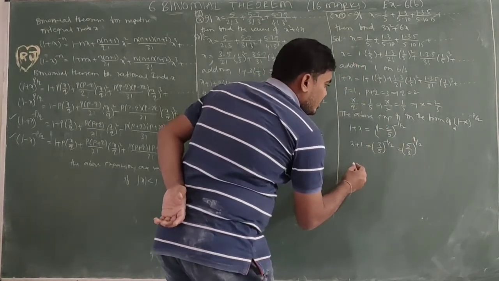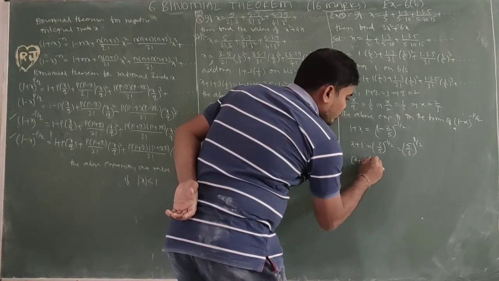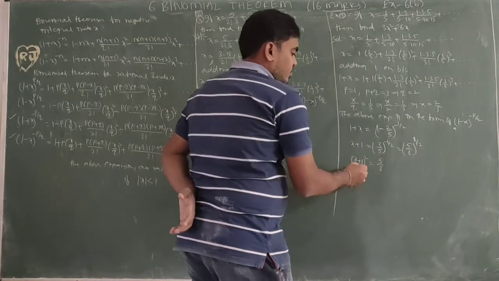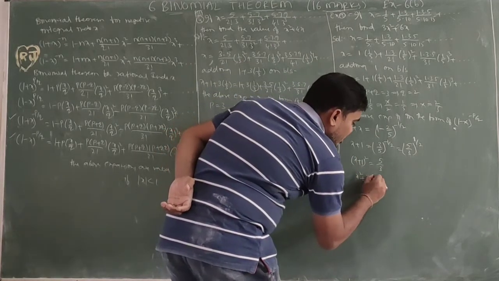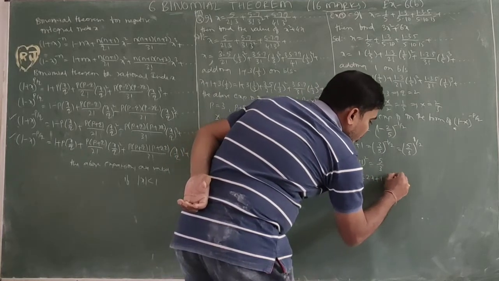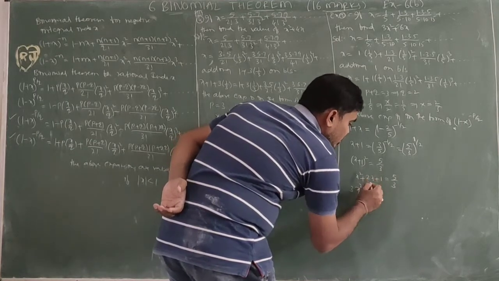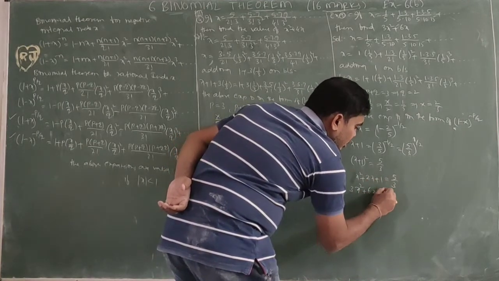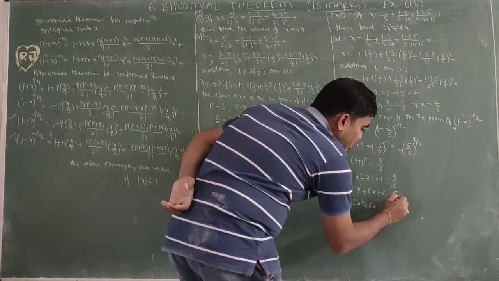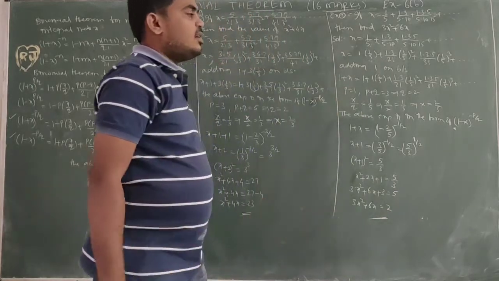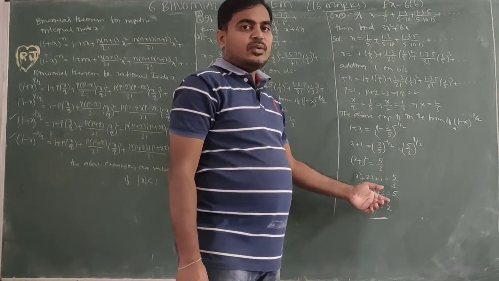Bringing the square to this side, x plus 1 whole square equals 5 by 3. So x square plus 2x plus 1 equals 5 by 3. Cross multiplication: x square into 3 is 3x square, 3 into 2 is 6x, 3 into 1 is 3, equal to 5. So 3x square plus 6x equals 5 minus 3. So this is the required solution. We need 3x square plus 6x, and we got it is equal to 2.